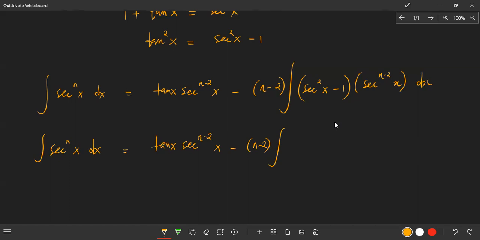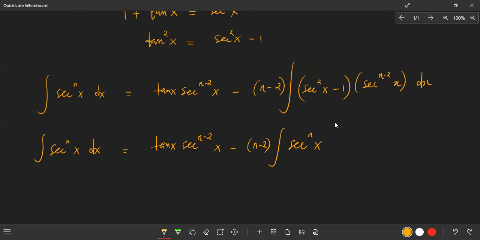Yes, so you have sec squared x here and sec^(n-2). You can easily add these powers here, right? So 2 plus n minus 2, you just end up with what? Sec^n x, isn't it? Something that we are already dealing with. I think this is what we want.